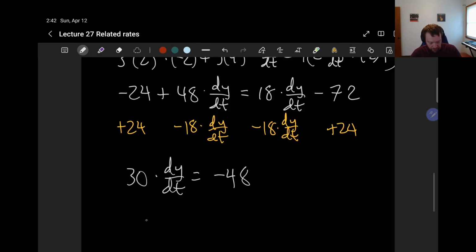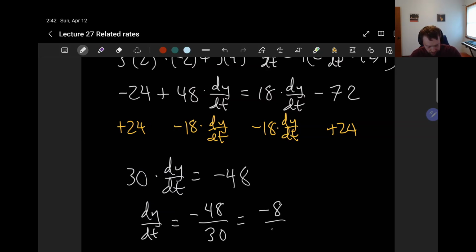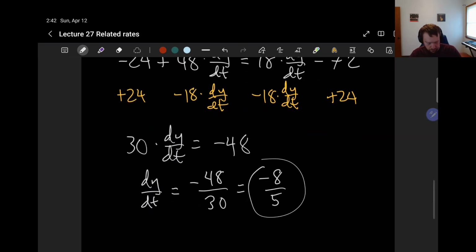Then divide both sides by 30. So negative 48 over 30. And that does reduce if you divide by 6. So there, this is the rate of change of y at this particular time.